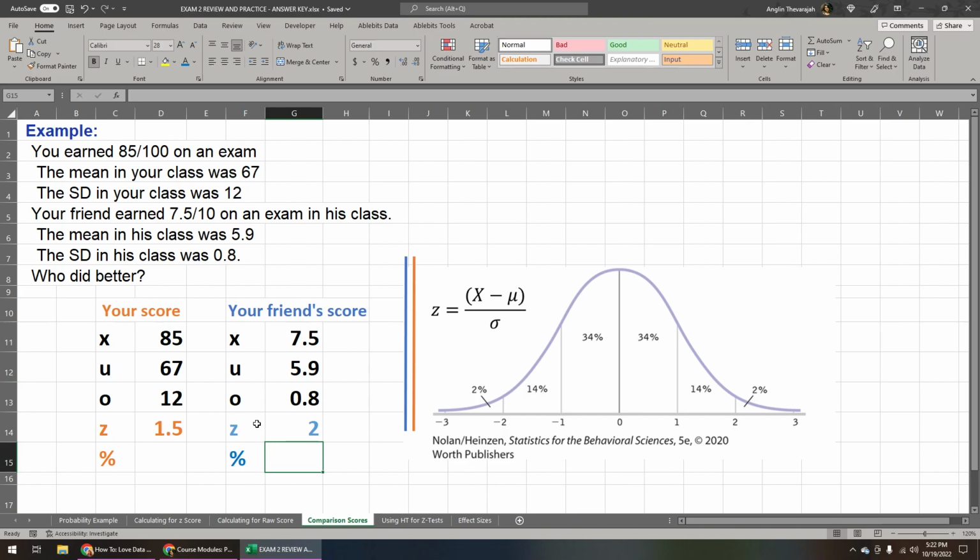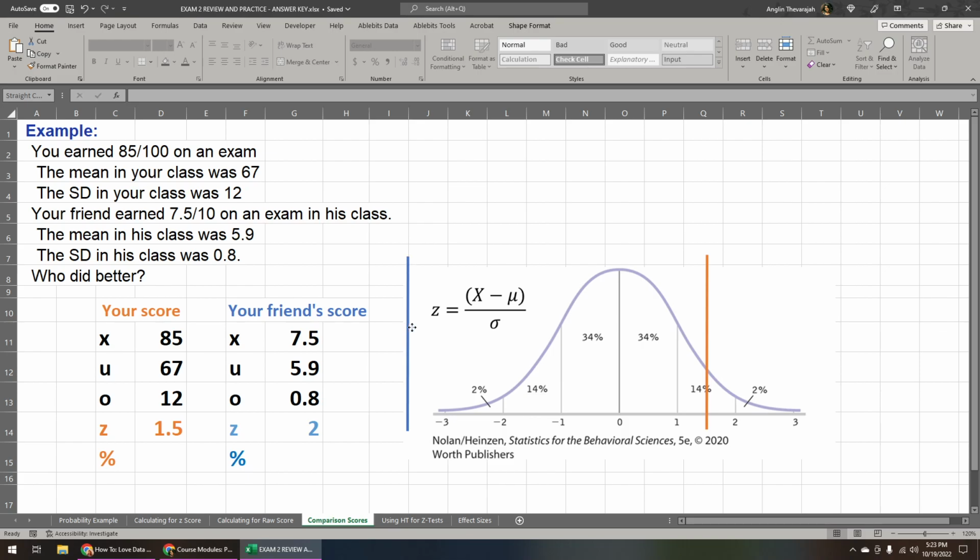We still can't make a really good comparison yet, but we can if we convert them to percentiles. The orange line here is going to represent you and the blue line here is going to represent your friend. So 1.5 in our normal distribution curve here would likely fall somewhere here, right? Then 2 for your friend would fall on the 2. Okay, so let's do your friend's percentile first because that is easier. It's actually falling right at that line.